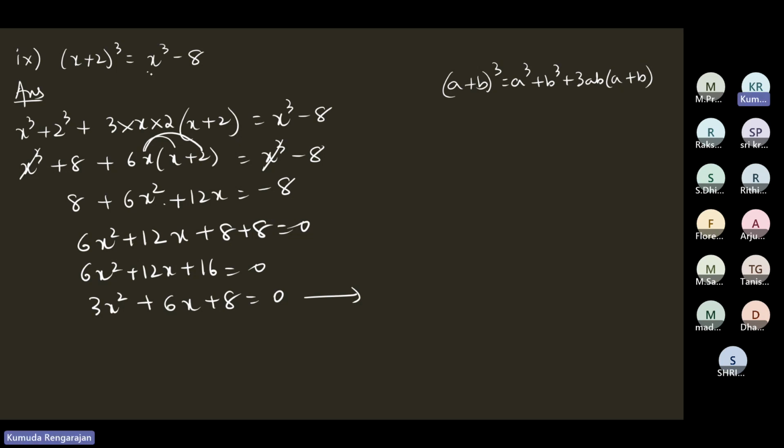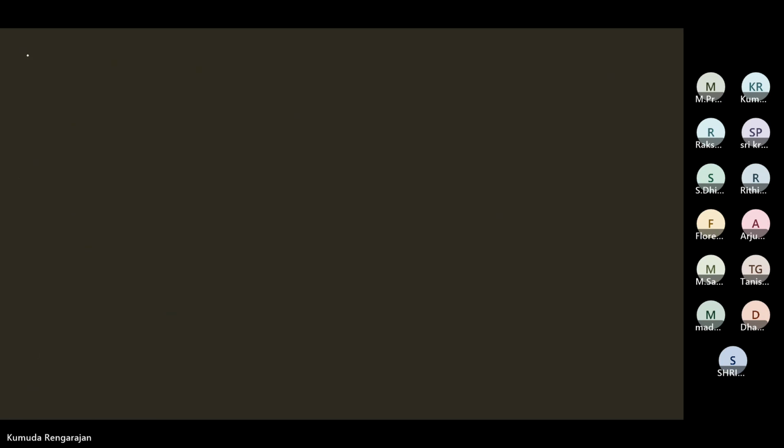X cube minus 8 is already expanded. You should not factorize it. You don't have to treat it as a cube minus b cube and write it as a minus b, a squared plus ab plus b squared. Don't factorize, expand. Only expand. Understand, all of you? So if some of us did not understand, we'll just do it again.